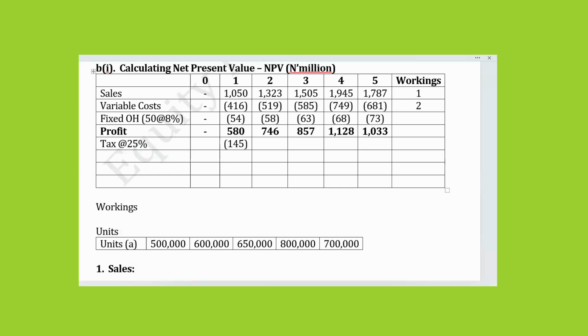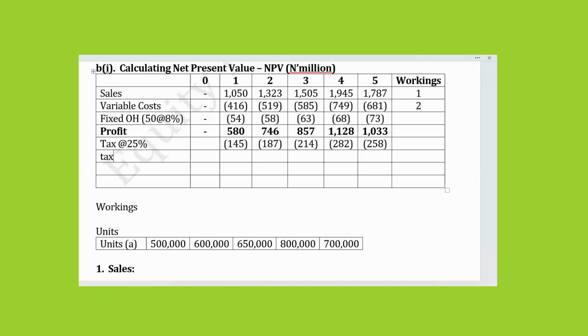145, yes, sir. Then year 2, 25% of 746. What do you get? 187. Next, 214. Next, 282. And the final year, 258. So that's the tax liability that the company will pay on the project.